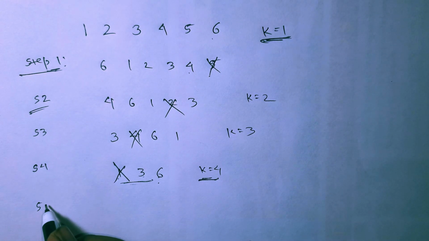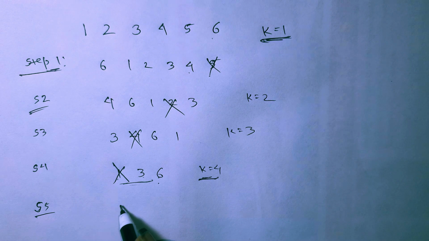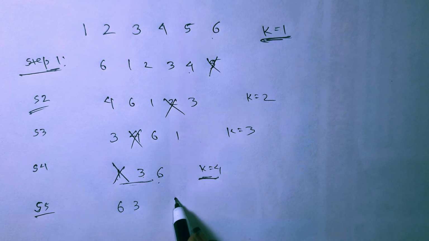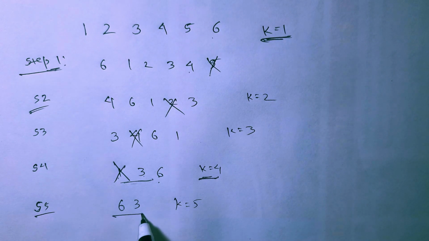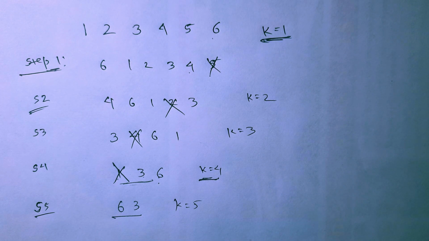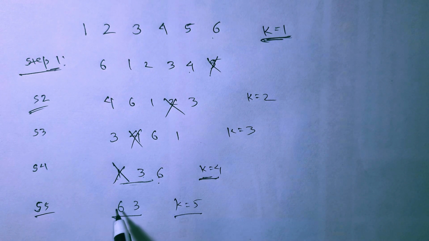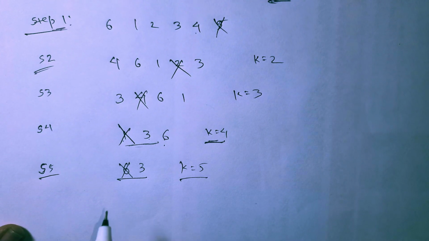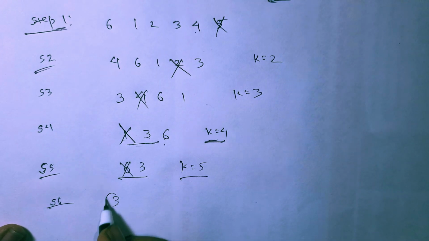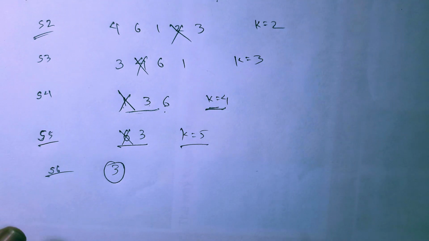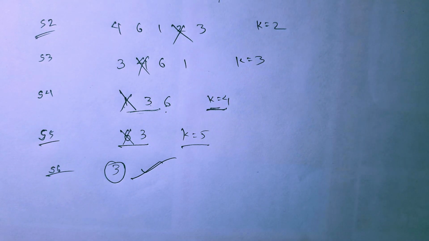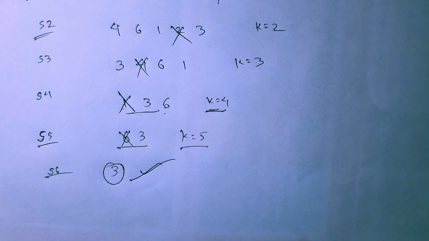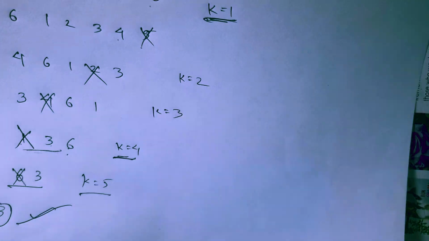At step 5, my array becomes 6 3 and k equals 5, and my array size is 2 and k is 5, so I will delete the first element, as my k is greater than the array size. And at the last step my array becomes 3. So I have to return this 3. So this is the problem statement, and this is the intuition of this code.